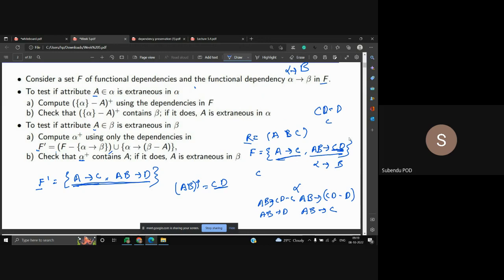So is extraneous attribute clear for everyone, or shall I repeat once again? Left hand side or right hand side? Clear, sir. So everyone is clear, left hand side also and right hand side also.